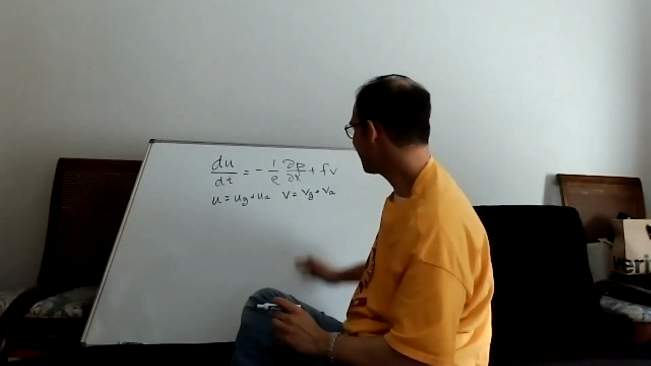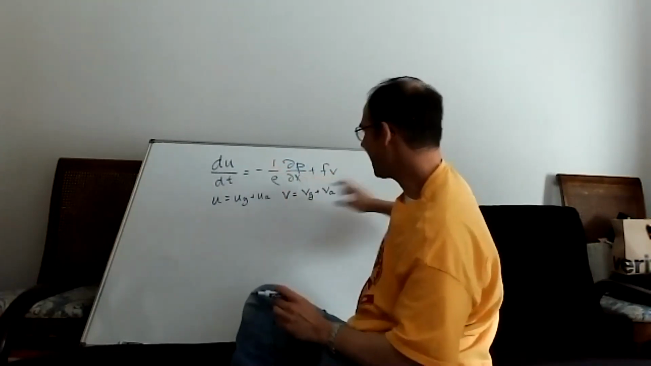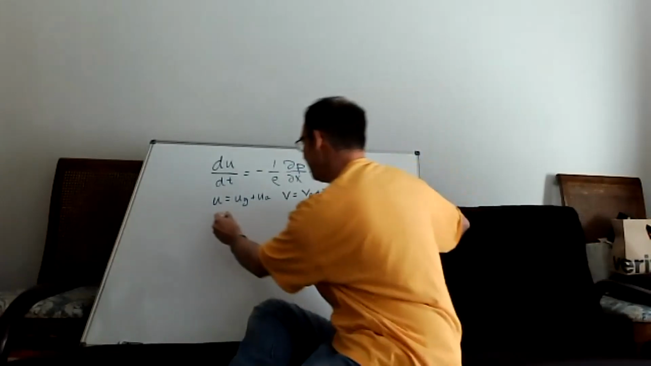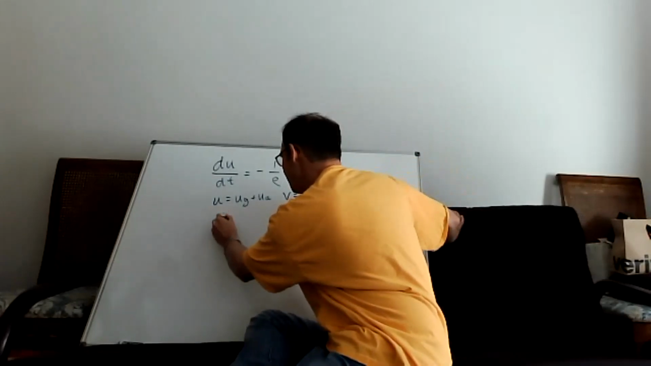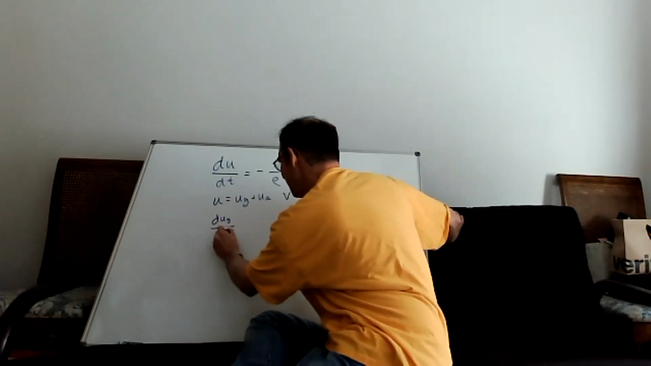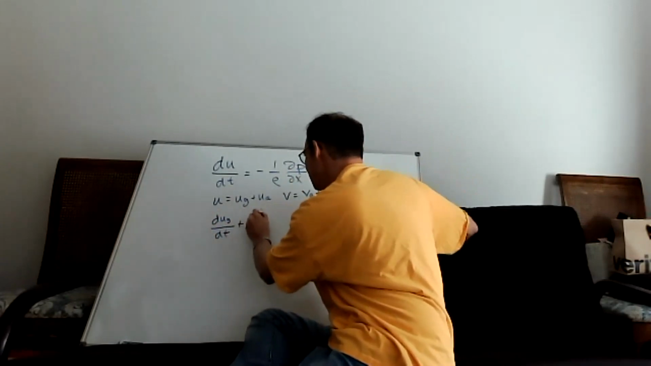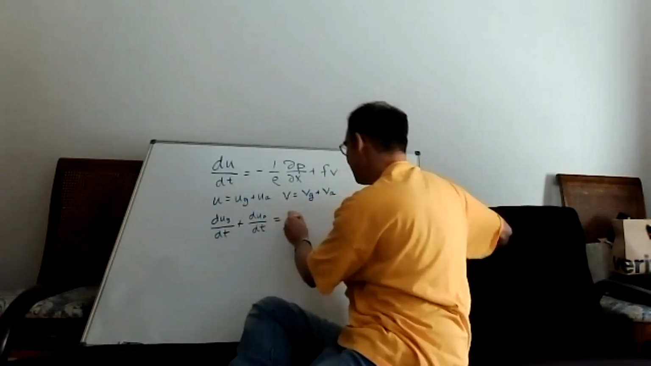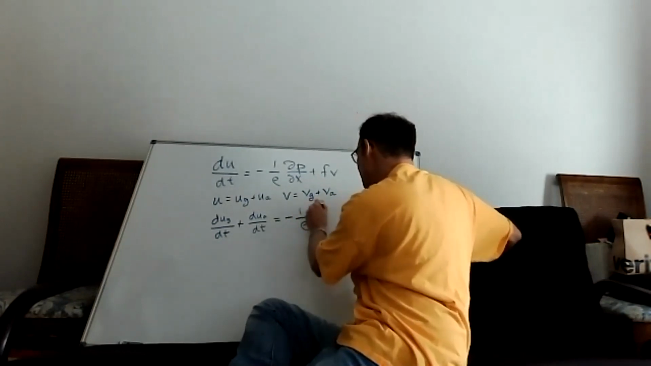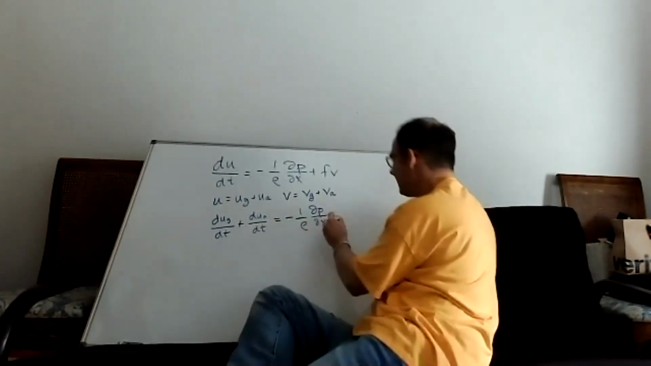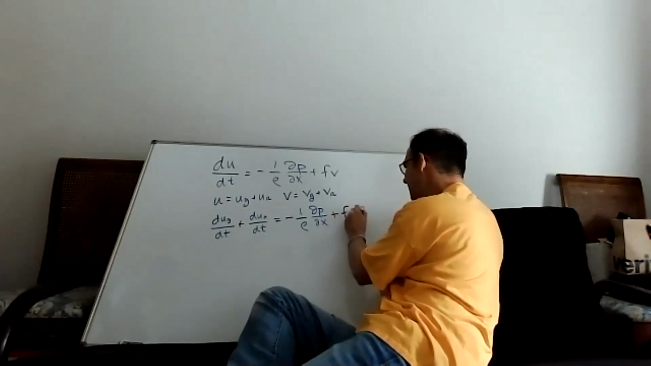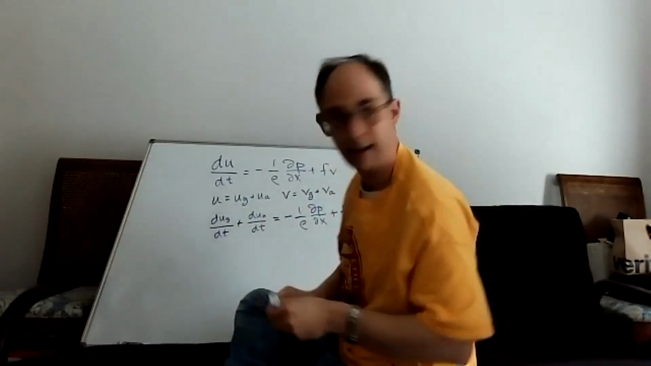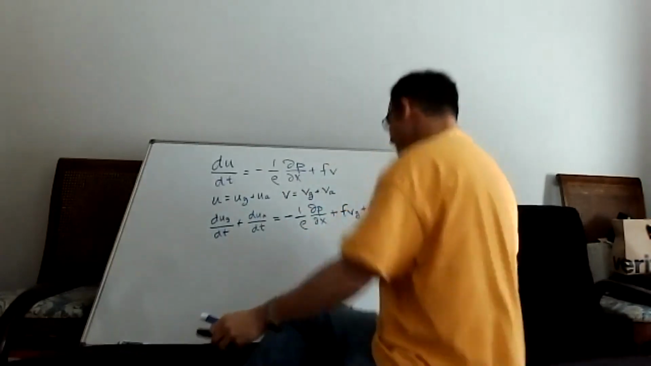If I substitute this back into these equations, since differentiation and addition are commutative, I'm going to end up with two total time derivatives on the left side, du_g/dt plus du_a/dt. And this is going to equal my pressure gradient force term, which I have not touched, plus f v_g plus f v_a. And that's what we have here.